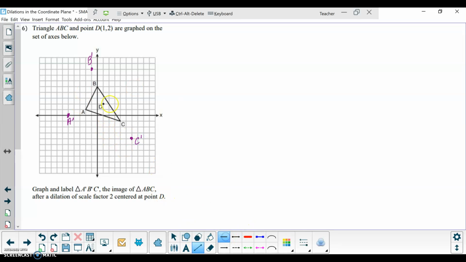So again, when your center of dilation is not the origin, you're just going to use the graph to help you.